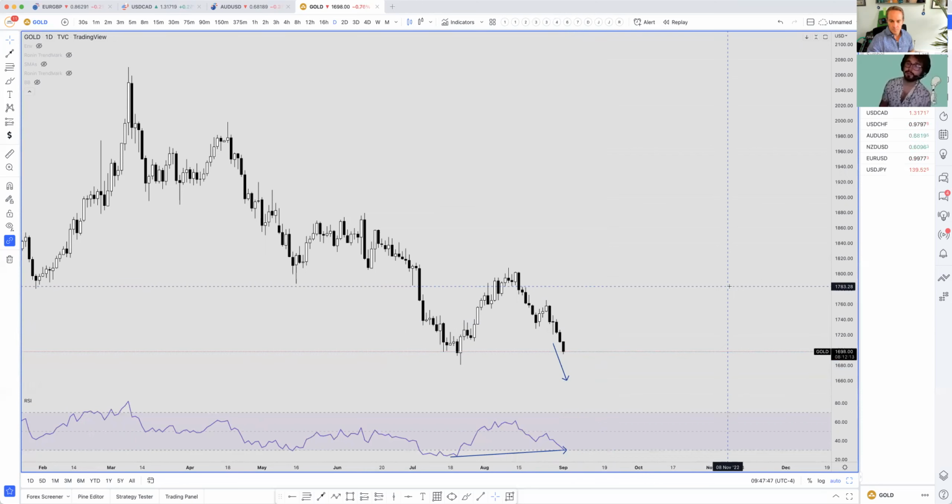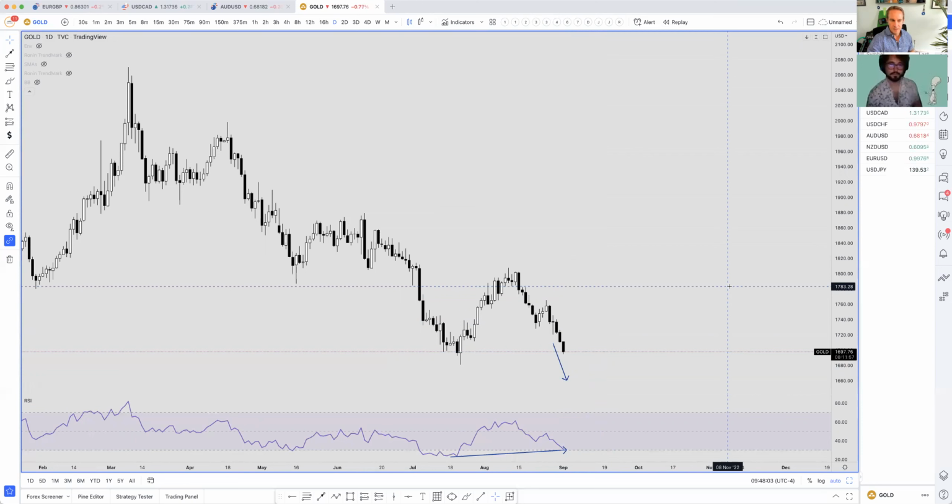So that's how you can use it. You can say, okay, maybe we're getting divergence here on the higher time frame, the daily, so maybe we're not going to break through that low, in which case you can go to your strategy and start to look for entries. So it's a great way to have a bigger idea of the bigger picture.